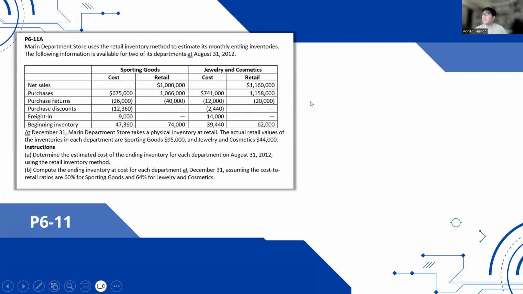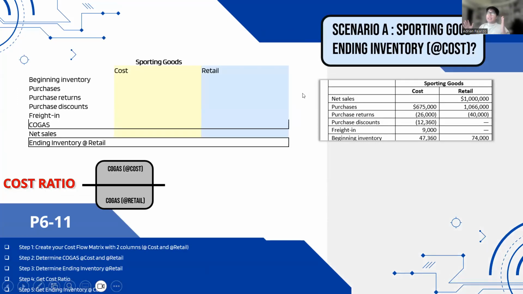Same with this. So, the idea is, balik tayo sa basics. We first do or find our COGAS. So, this is our first step. Find your cost of goods available for sale, both under its cost and retail. So, basically, using this information, hindi siya arranged in terms of our cost flow.